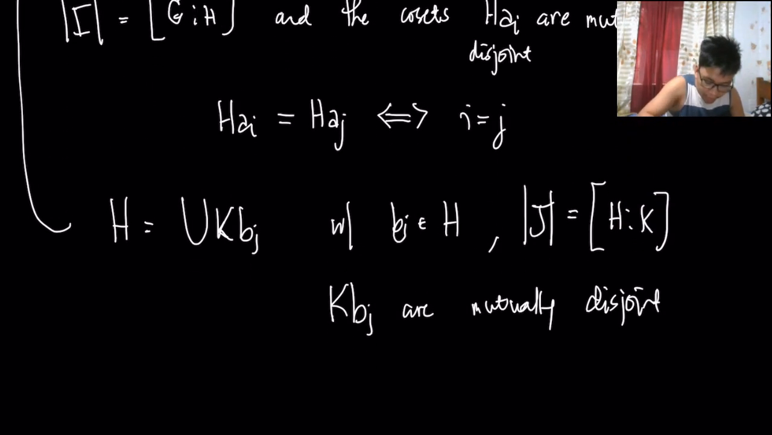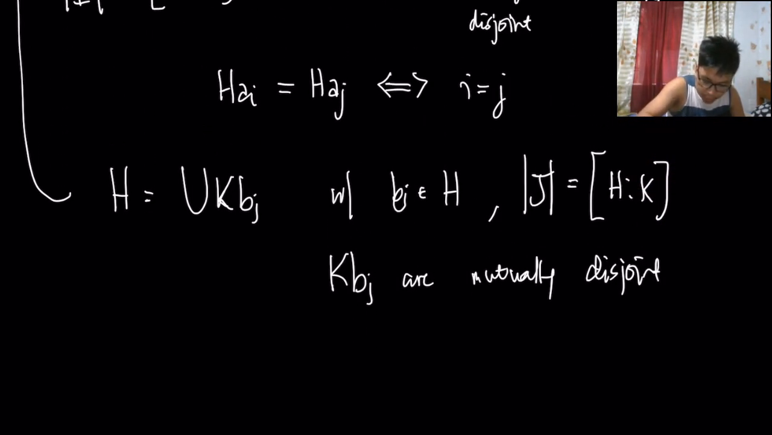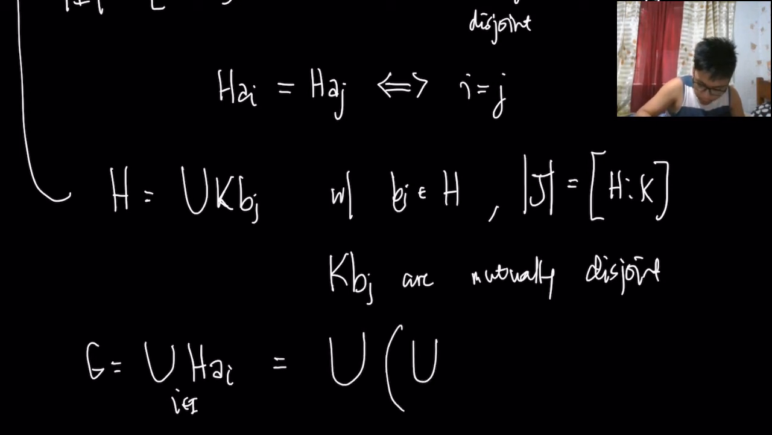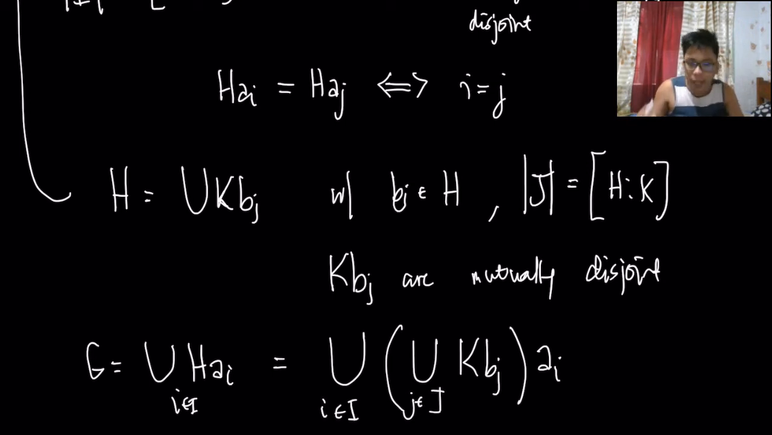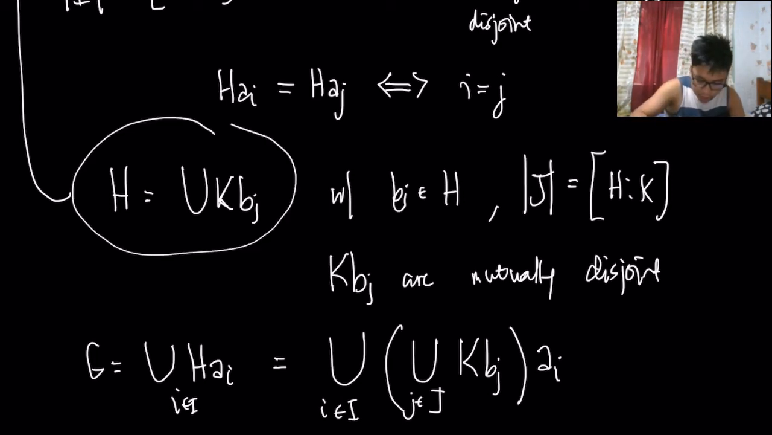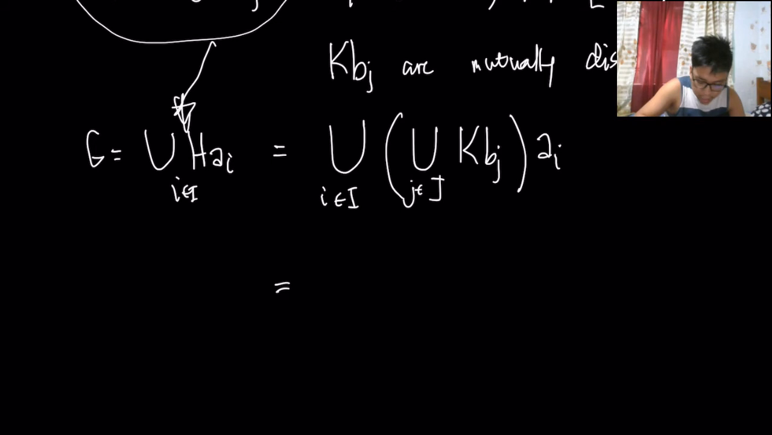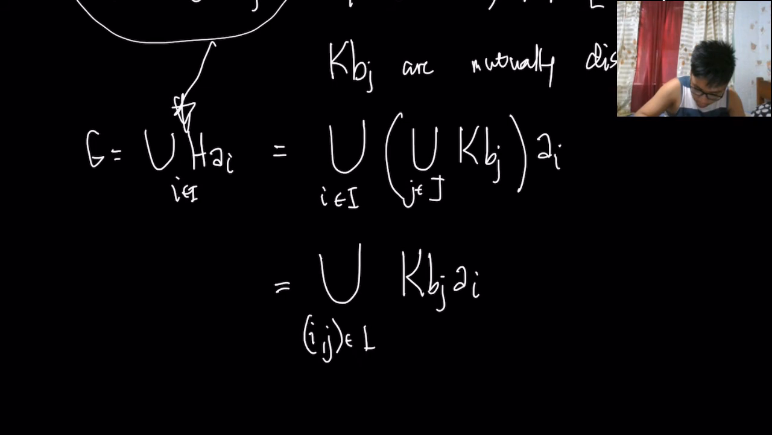So what does it mean? If I write the first equation again, I have G equals the union of H a_i, i in I. I can write this as the union of the union of K b_j a_i, where j is in J and i is in I. I hope you don't get confused; I am just substituting this here for H. Since I got that, I can write this as the union of K b_j a_i, where (i, j) is an element of I cross J. That means it's a Cartesian product of these indices.